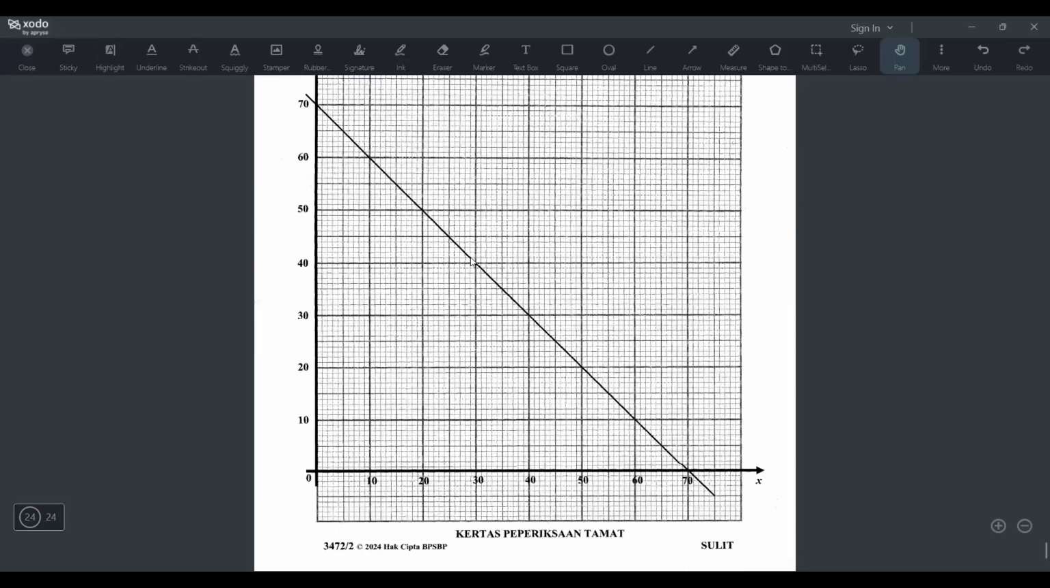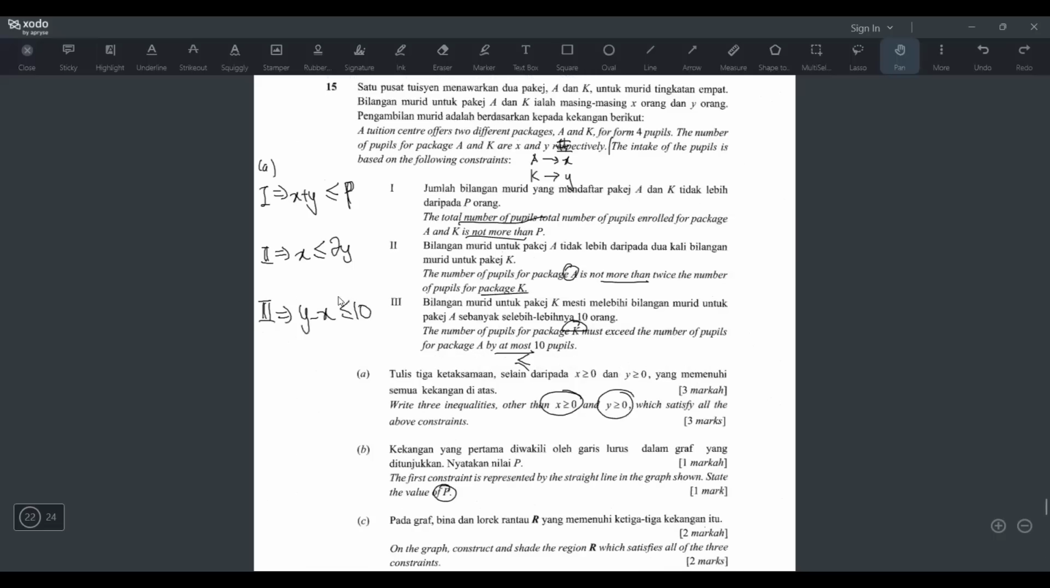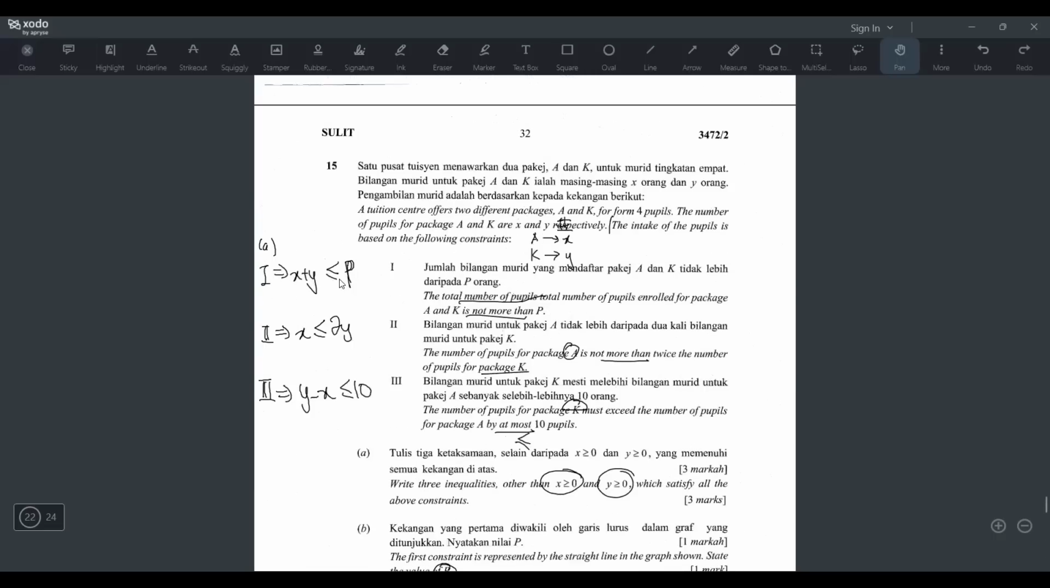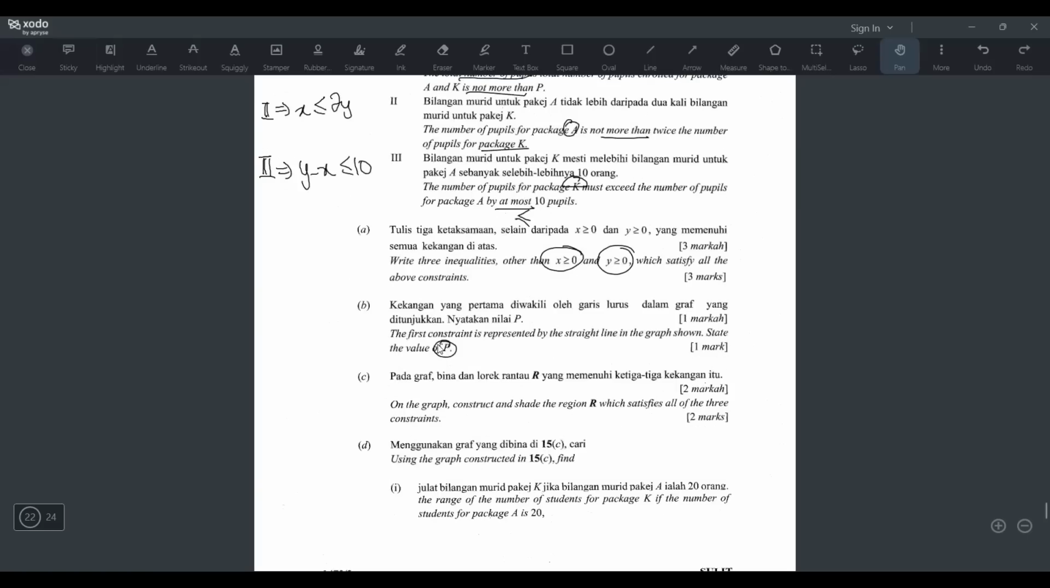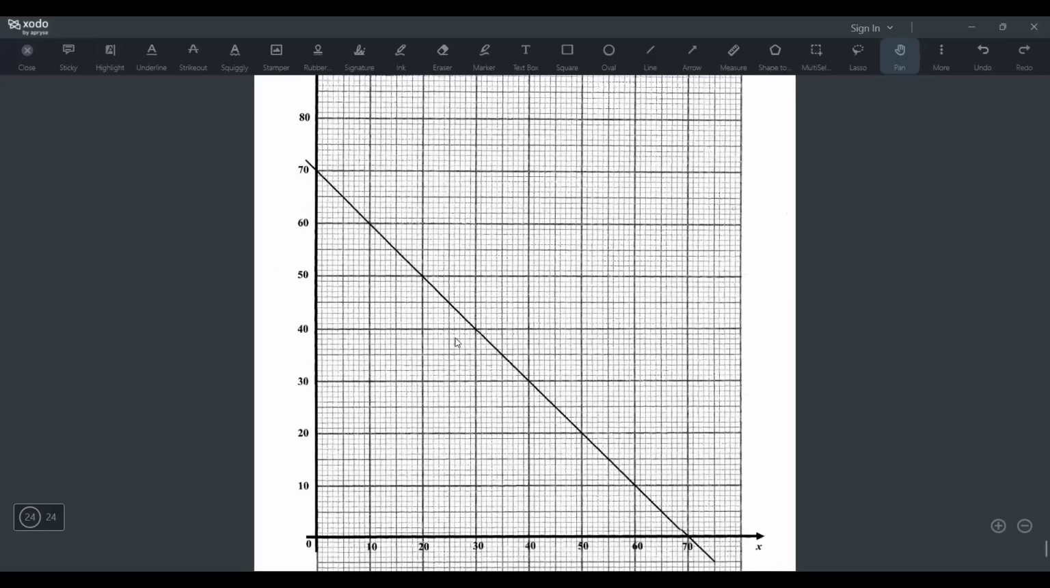Okay, you can see that they already drew one line for me. So this line is the first inequality, x plus y smaller equals p, right? So now can you find p? Actually, yes. P is 70. Yeah, p is 70. Okay.